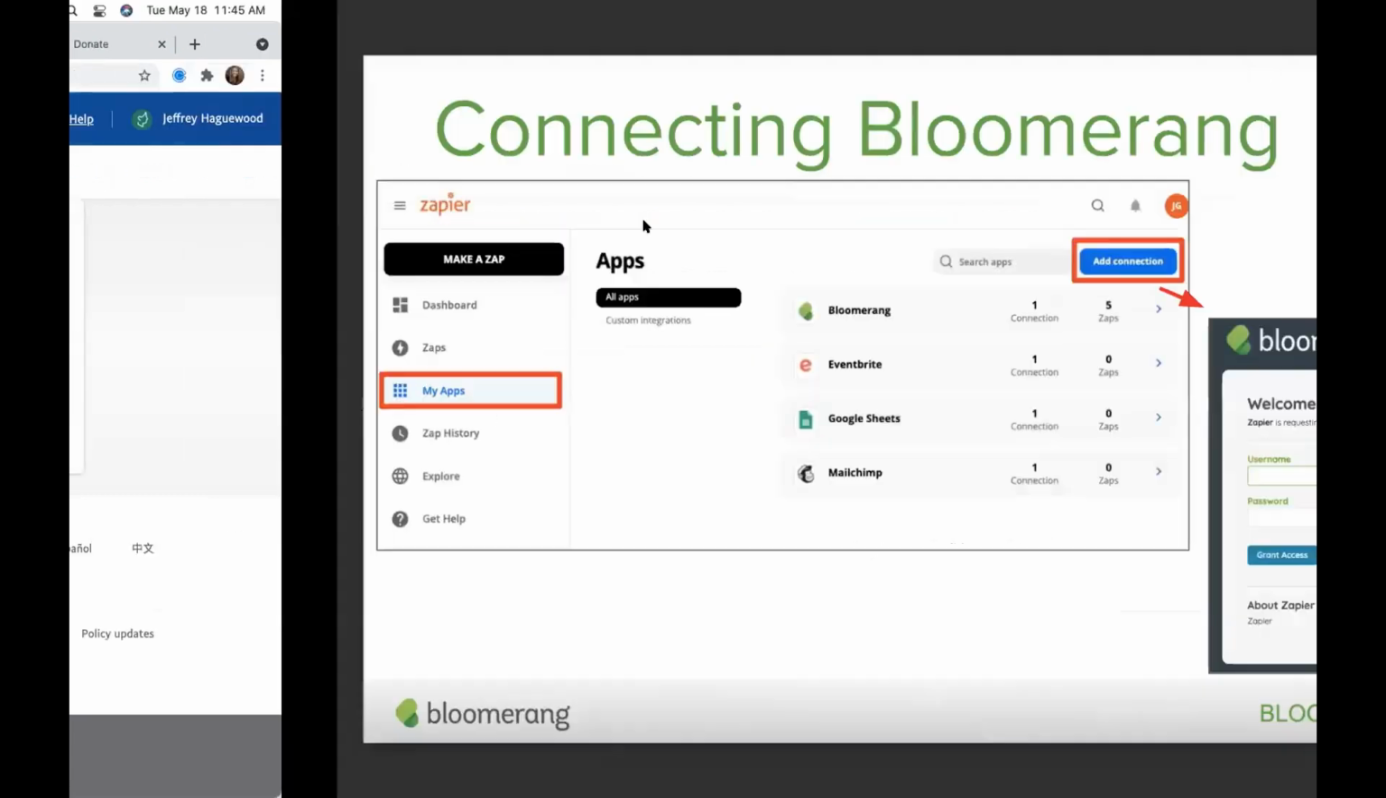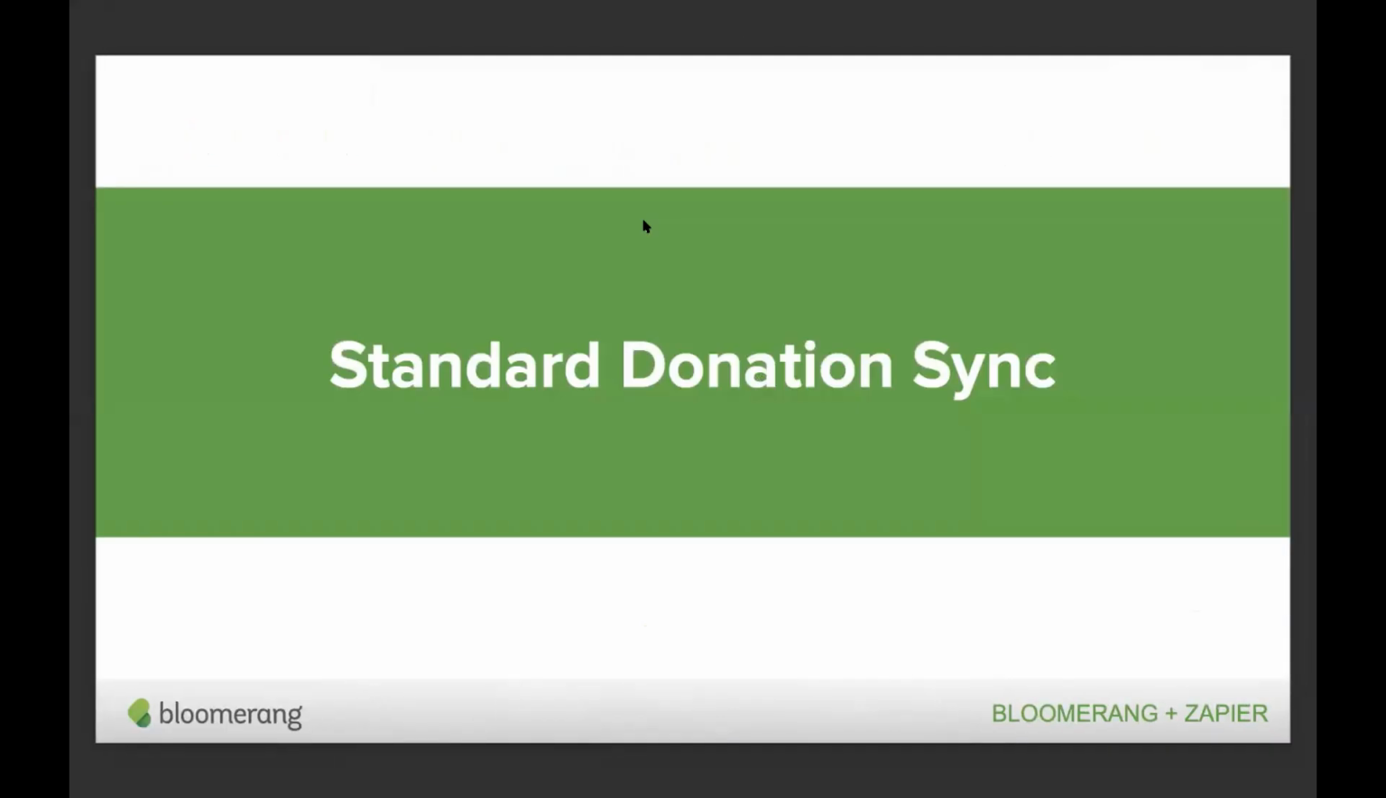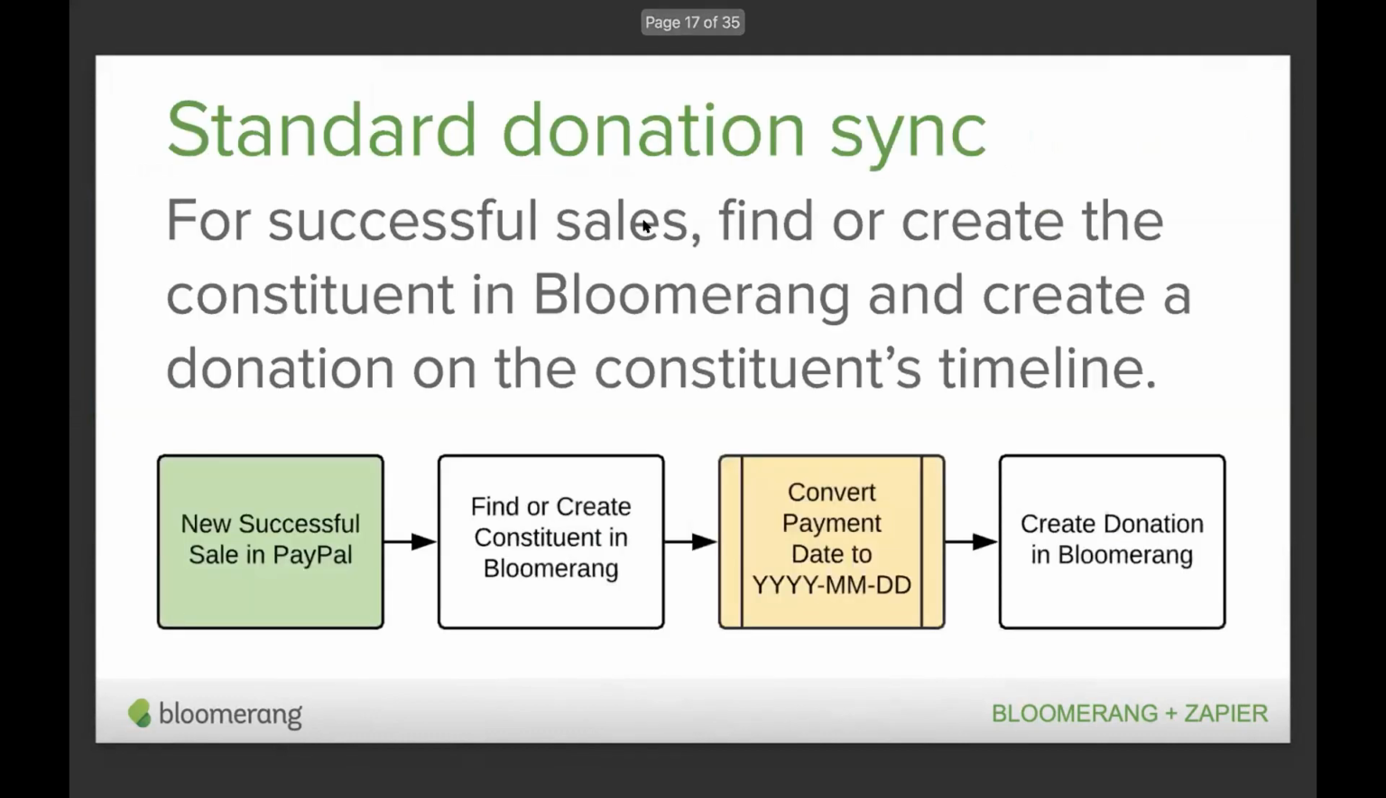So now that we've connected both Bloomerang and PayPal to Zapier, we can go ahead and talk about how you would sync donations. When syncing donations from PayPal to Bloomerang, there are two primary steps. First, we need to find or create the constituent in Bloomerang, because we have to know which constituent we want to add the donation to. And then we want to create a donation on the timeline of that found or created constituent.